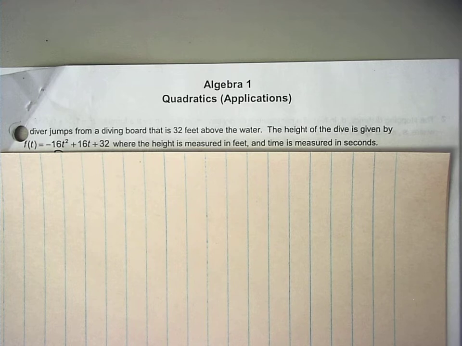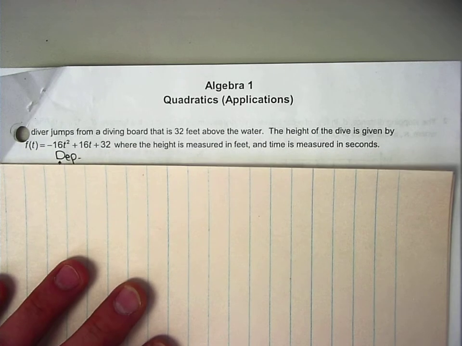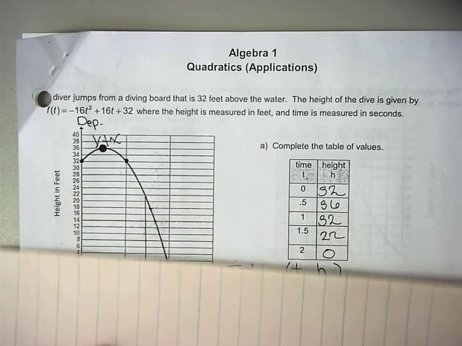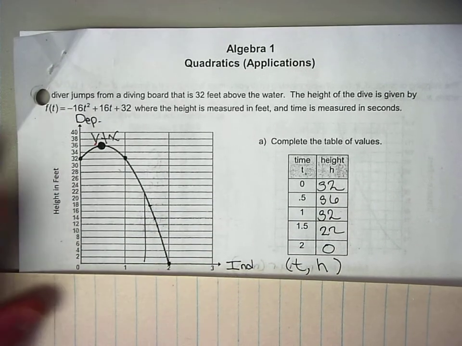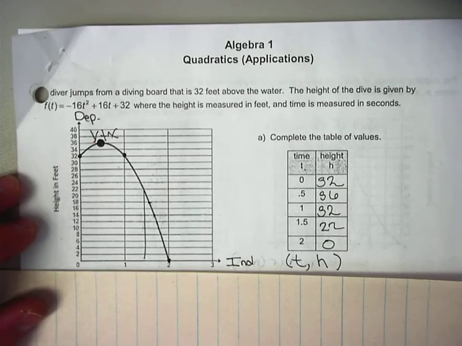And we're back to our very common example of a diver. So we have a diver that's jumping from a diving board that's 32 feet above the water. The height of the dive is given by the equation f of t equals negative 16t squared plus 16t plus 32, where height is measured in feet and time is measured in seconds. So here's our graph. The graph was already given to us, and we're asked to complete the table of values.